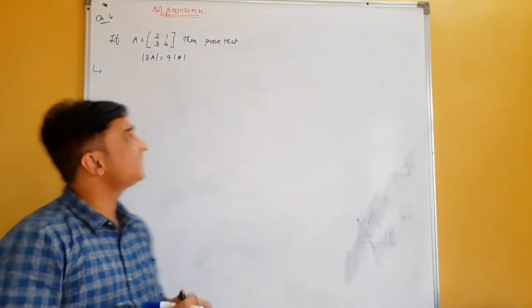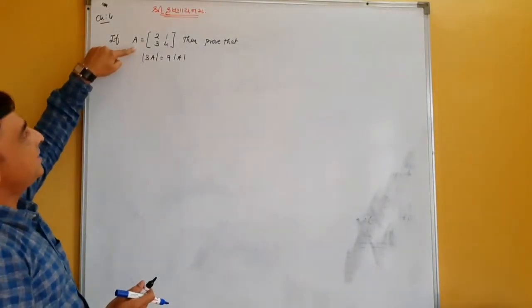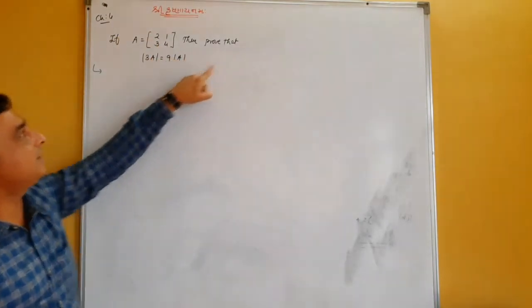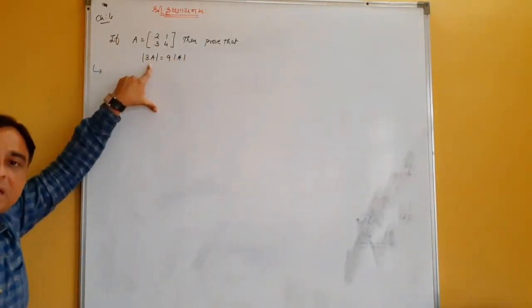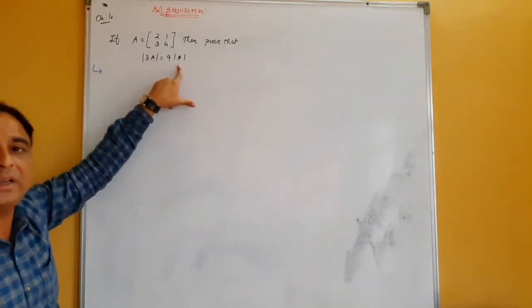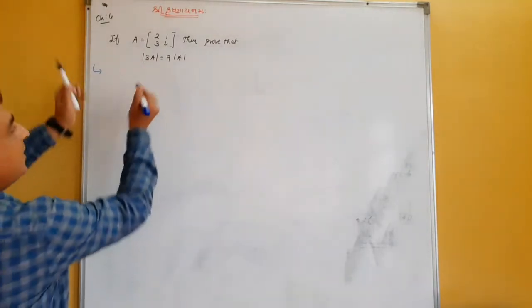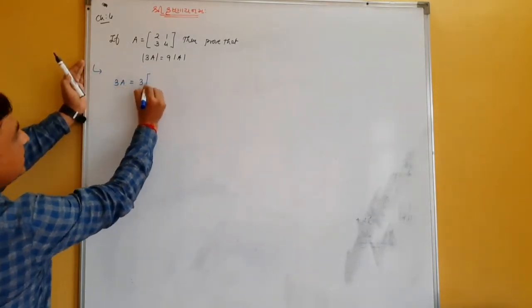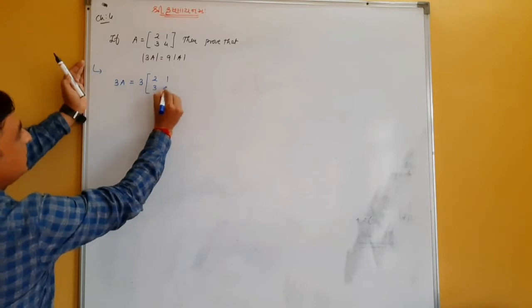Next example. If a matrix A of order 2 by 2 is 2, 1, 3, 4, then prove that the determinant of 3A is equal to 9 into the determinant of A. So first we have to find 3A. 3 into 2, 1, 3, 4.